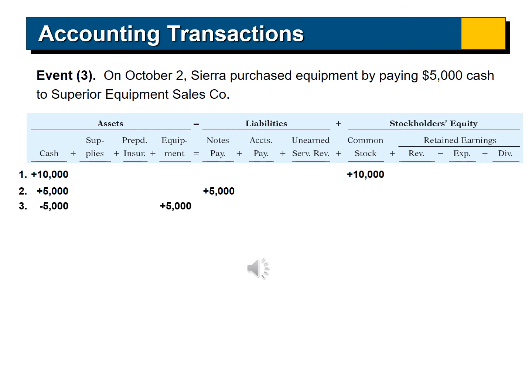Next, we have on October 2nd, Sierra purchased equipment by paying $5,000 cash to Superior Equipment Sales Company. So now cash decreases, so we have $5,000 cash subtracted from the cash column, and then we have another asset on the same side of the equation, which is the equipment, increasing by $5,000. Again, you will see for every single transaction we have either one or more elements in the equation affected, but the equation continues to balance. The left side continues to be equal to the right side.